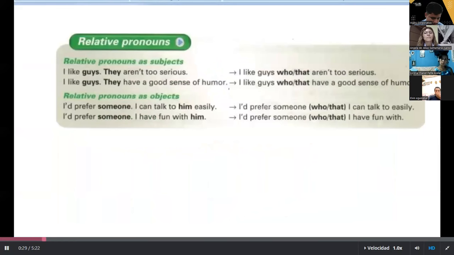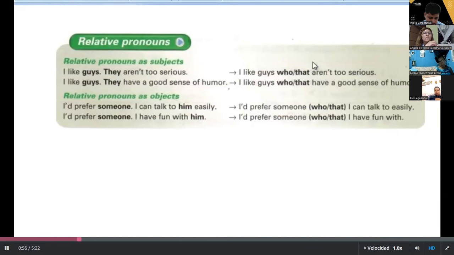Let me talk about the first example that you see here, relative pronouns as subjects. In essence, what we want to do in this class is take two pieces of information. For example, I like guys. They aren't too serious. That's the second piece of information.